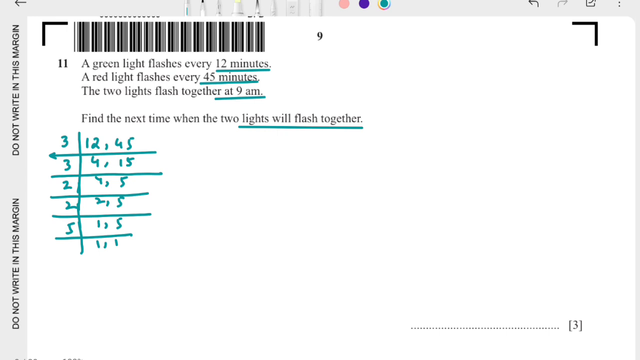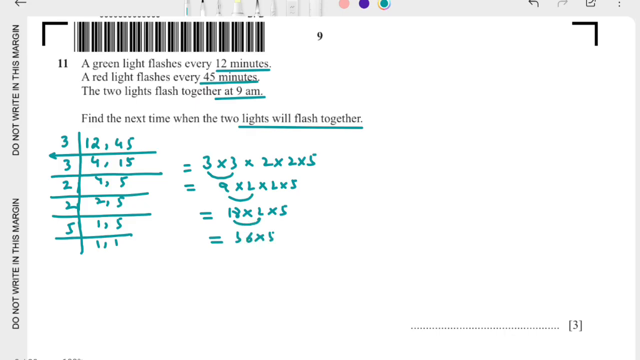Now see what LCM comes: 3 times 3 times 2 times 2 times 5. LCM would be equal to 3 times 3, 9, times 2, 18, times 2, 36, multiplied by 5, 5 sixes are 30, 3 carry, 5 threes are 15, and plus 3 is 18. So the LCM would be 180 minutes.